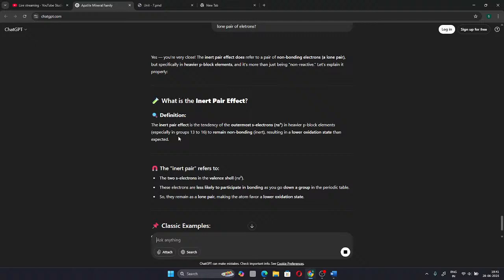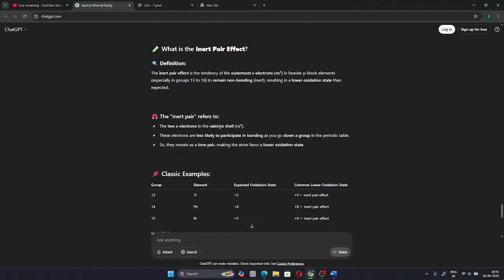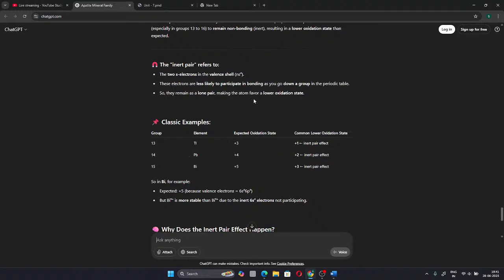What is inert pair effect? Inert pair effect is the tendency of outermost s electrons in heavier p block elements, especially in group 13 to 16, to remain non-bonding, inert, resulting in lower oxidation state than expected. The inert pair refers to two s electrons in the valence shell. These electrons are less likely to participate in bonding as you go down the group, so they remain a lone pair, making the atom favor a low oxidation state.